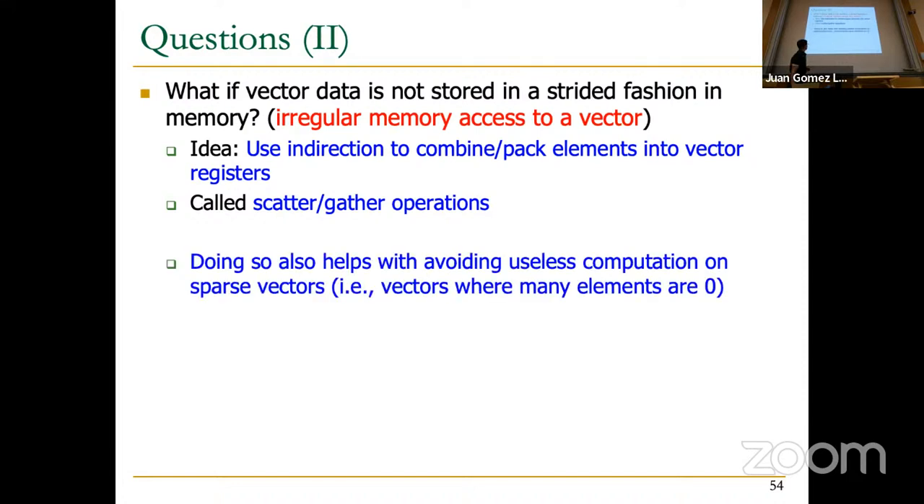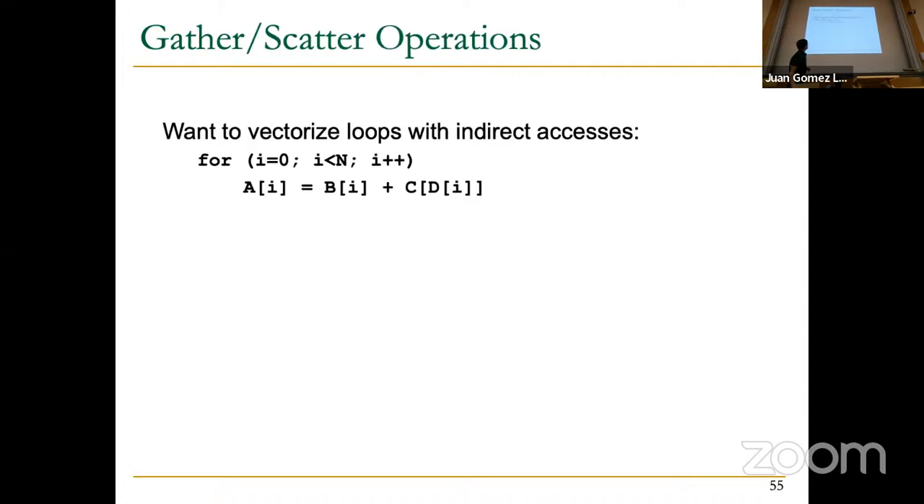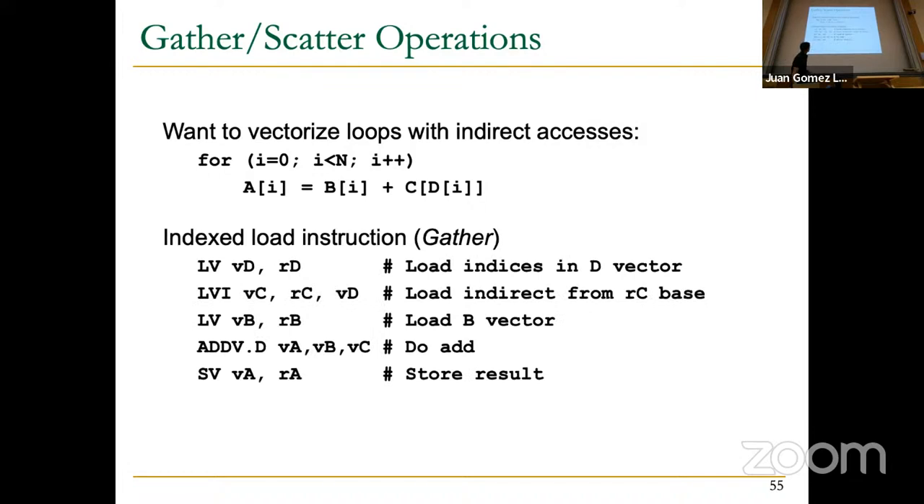And what we will have to use is another array that contains the addresses, the indices that we want to access from memory. That's why we have to perform an indirect access. This array D contains the indices of array C, where the elements that we want to use in our calculations reside.